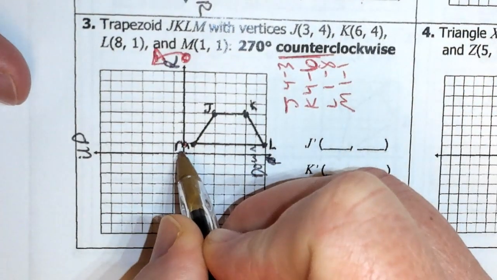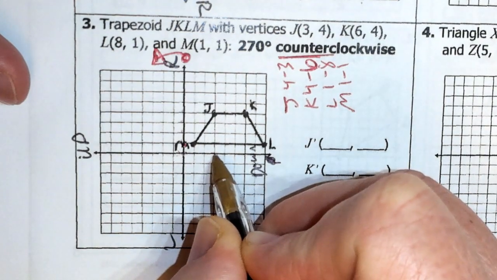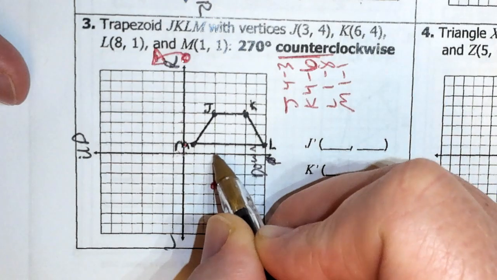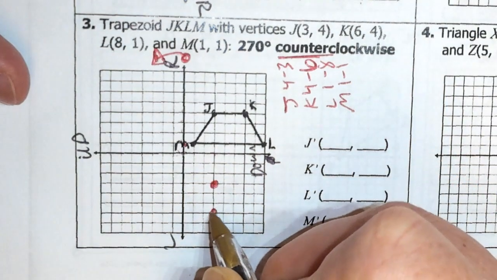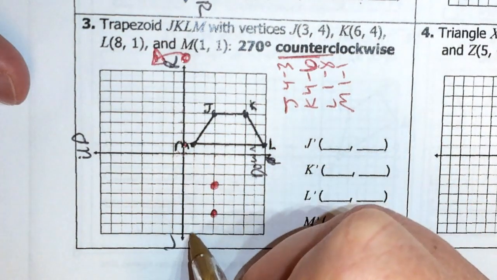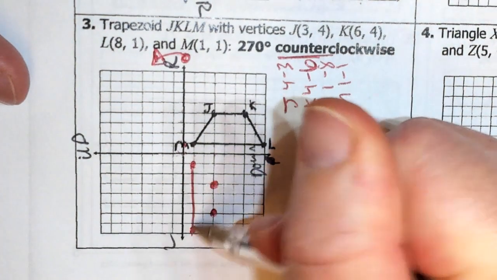All right, so we have positive 4, -3, positive 4, -6, positive 1, -8, positive 1, -1. And then I'm going to put all the coordinates here.